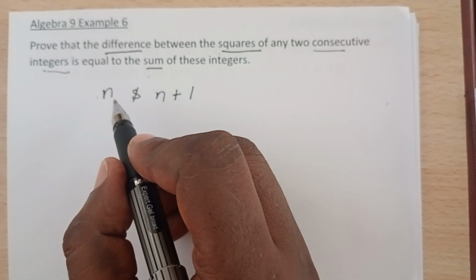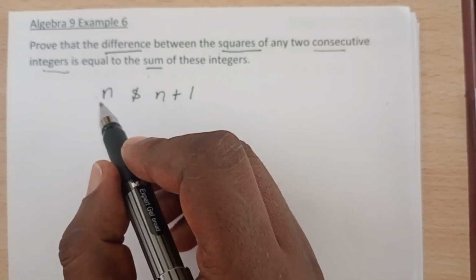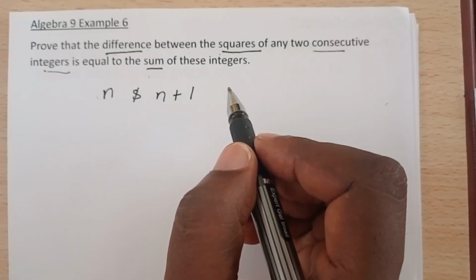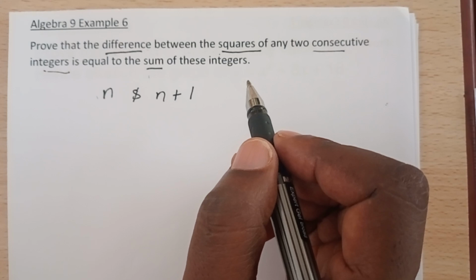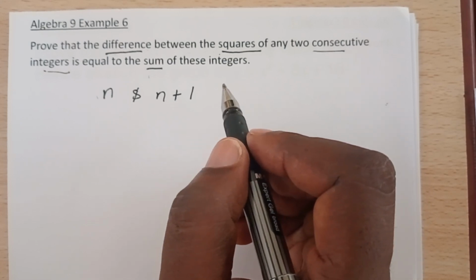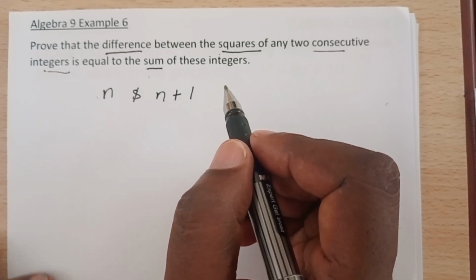If n is 3, then the second integer is 3 plus 1, which is 4. If n is 10, the second integer is 10 plus 1, which is 11. We are talking about 20, 21. We are talking about 40, 41, 59, 60. That is exactly what we're talking about. The squares of these numbers and the differences.